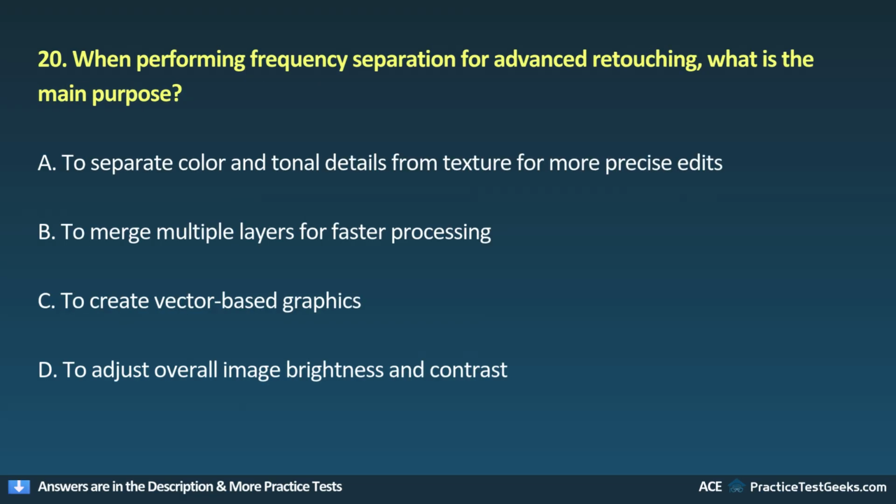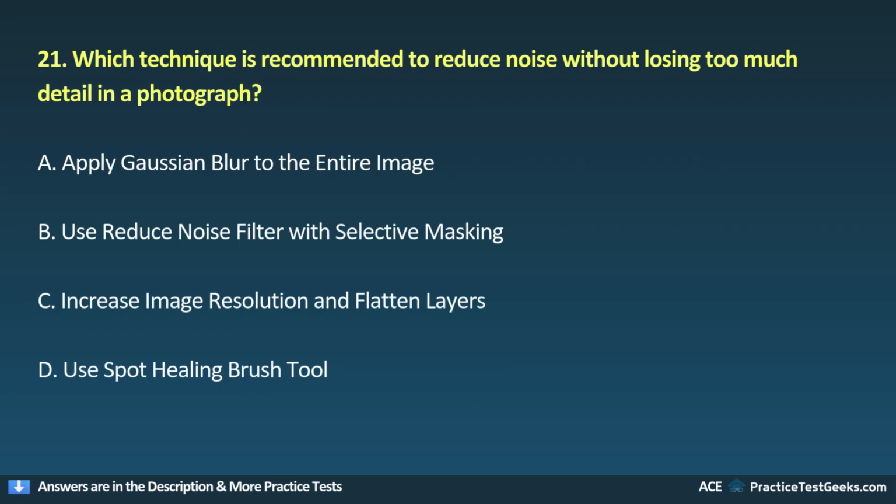20. When performing frequency separation for advanced retouching, what is the main purpose? A. To separate color and tonal details from texture for more precise edits. B. To merge multiple layers for faster processing. C. To create vector-based graphics. D. To adjust overall image brightness and contrast.